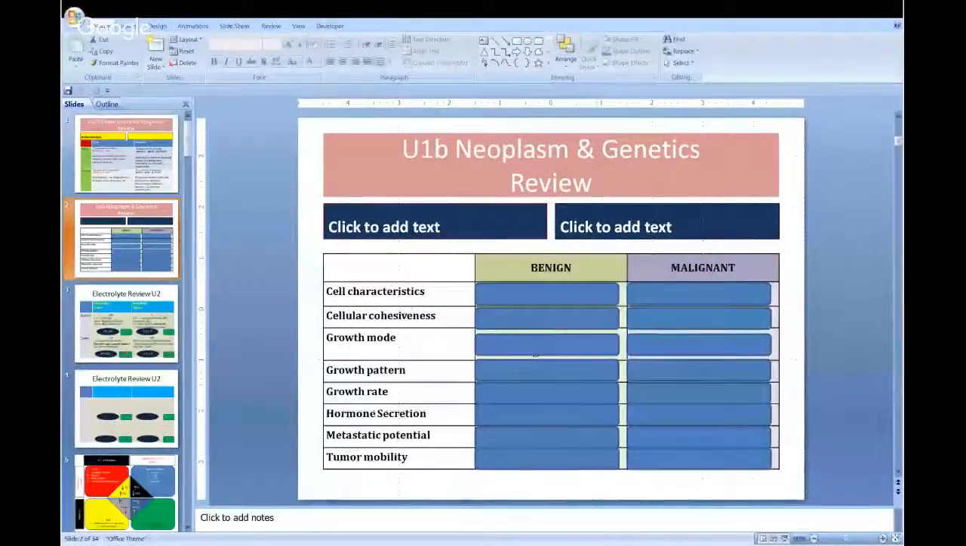Okay, here we go, ladies. I'm just going to read them out for you. I'm going to go through all the benign tumor stuff first, and I'll go through the malignant stuff second. So cell characteristics of a benign tumor are well differentiated. So if benign tumors are well differentiated, then what are malignant tumors? Undifferentiated or poorly differentiated.